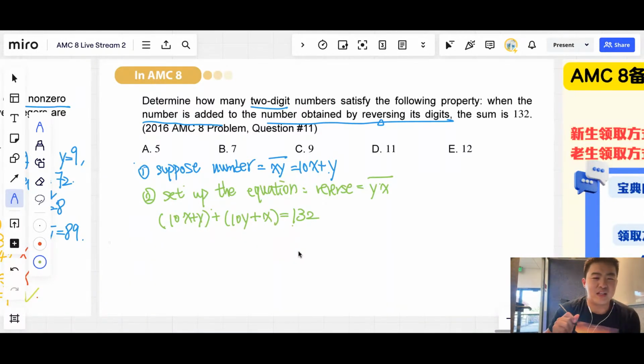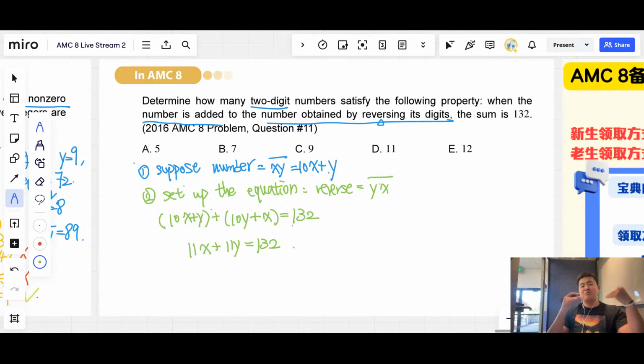132. Now let's combine those terms that have the same factor, okay? 10x plus x, we should have 11x. 1y plus 10y, okay? Good, we have 11y. We observe a common factor, 11. Now, by observing the left-hand side and the right-hand side of the equation, definitely we want to divide both sides by one number, by 11, okay?